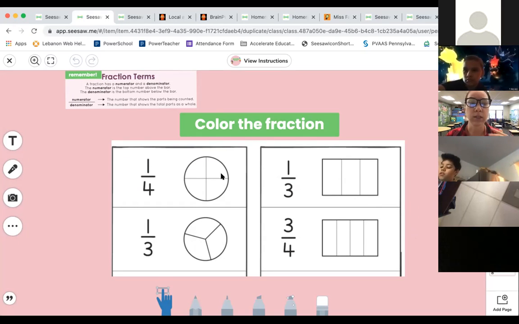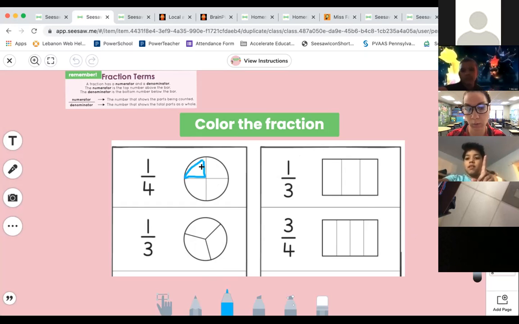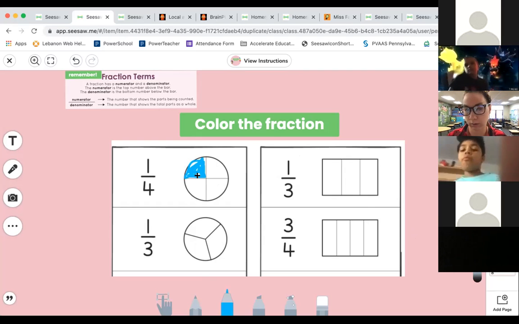I'm going to start working. Now, it says color the fractions. If it says color 1/4, there are 4 pieces. How many of these am I going to color, guys? Just 1. Yep, Hector, you got this. I'm going to color 1. 1/4. There are 4 total parts. It's telling me to color 1. Make sense?